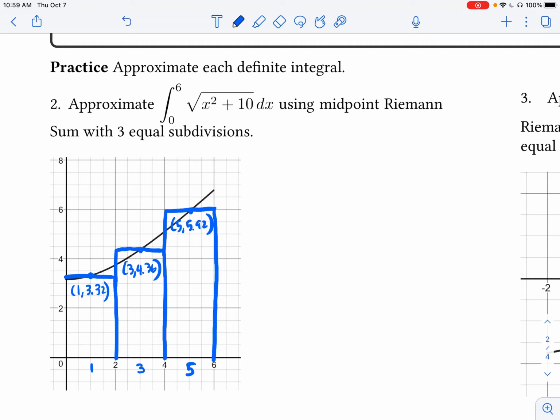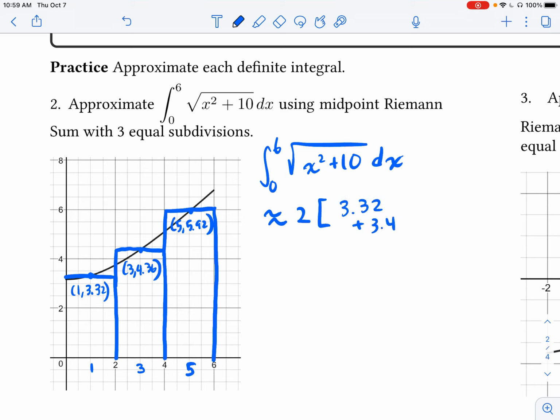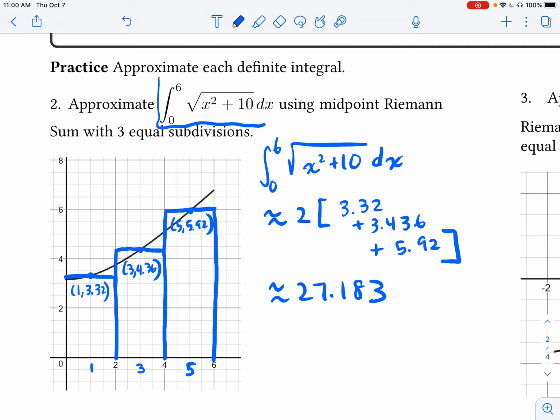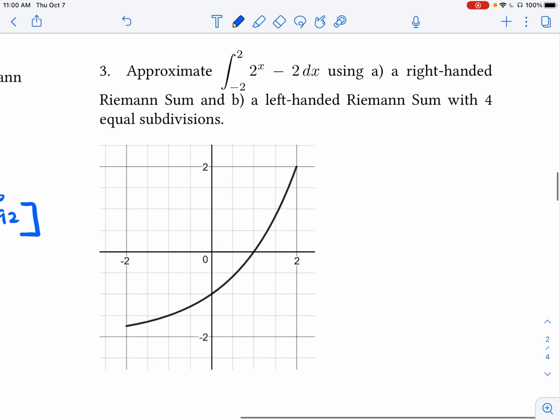So we can say that the approximate definite integral of this function is going to be approximately 2 times the sum of all these heights. So if I add all these up, this is going to be approximately 27.183. And if you are using your calculator, which you probably should have been to be finding the heights of these rectangles here, you can actually punch this entire integral into your calculator and see how close your approximation was. All right, and then next up, let's try this problem here.